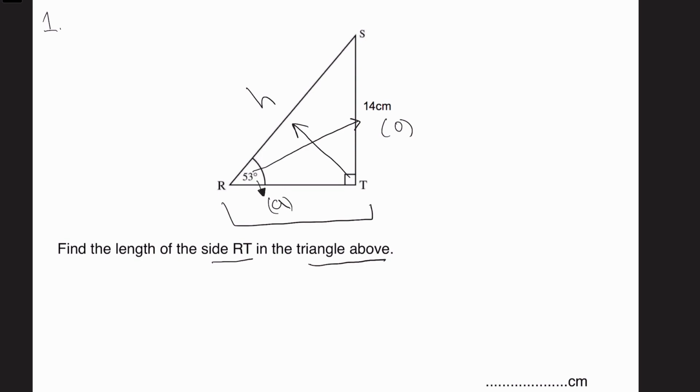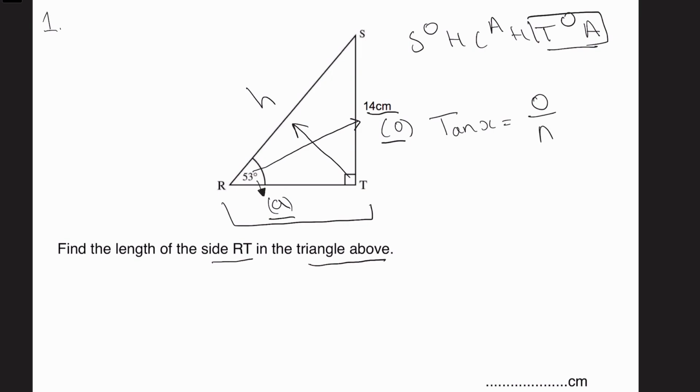So first thing you want to write is SOH CAH TOA. Okay, so we've got O because they gave us 14. So we've got O and they want us to work out A, which means we have to use the one which has O and A in it, which is this one, TOA, which is tan x equals O over A.